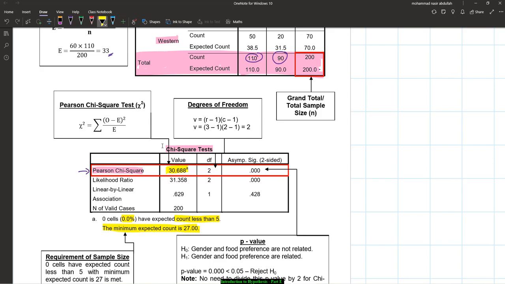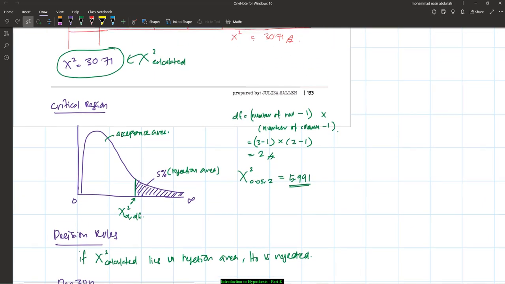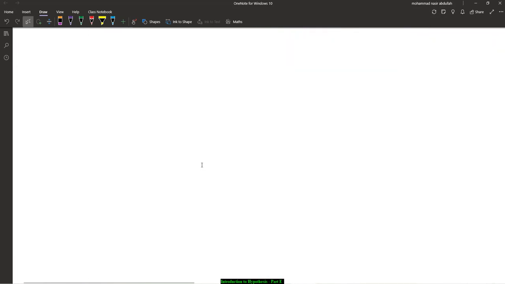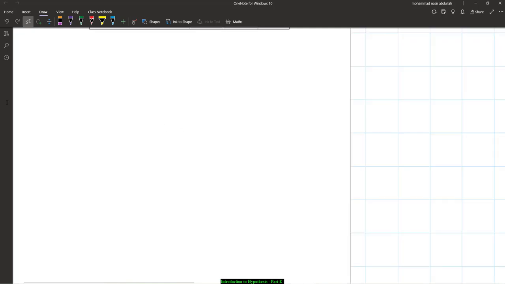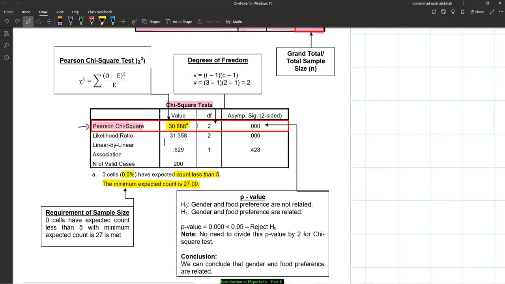So this is the value of the chi-squared test that we already calculated earlier. From our manual calculation, we got 30.71. This is due to the rounding of decimal points. If you are calculating using a machine or computer, you should get 30.688, as we got from SPSS, right? Since we are calculating manually, and this is due to our decimal point rounding, we got 30.71.